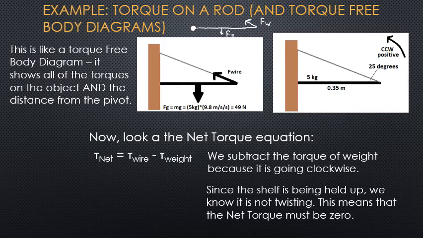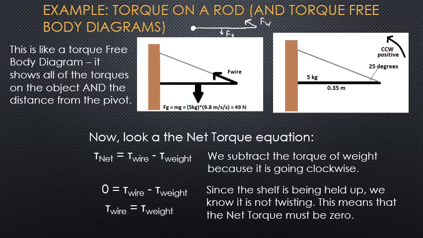So again, like we mentioned before, since the shelf is being held up, we know it's not twisting. It's not twisting up, it's not twisting down, it's perfectly balanced, just like Thanos likes it. So perfectly balanced. Because of that, we know that there is no net torque. Net torque must be zero because it's not spinning. The shelf isn't spinning clockwise or counterclockwise. Very similar to when we had forces and there was no acceleration, we would know that net force is zero. Same thing with torque. If there's no spin, then net torque is zero, and that means all your torques are balanced.